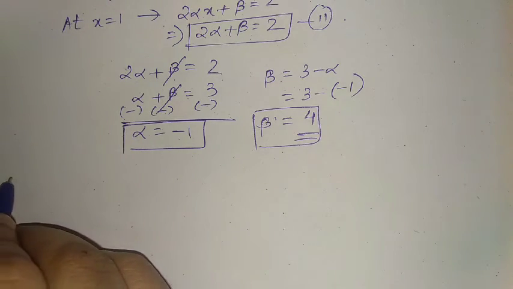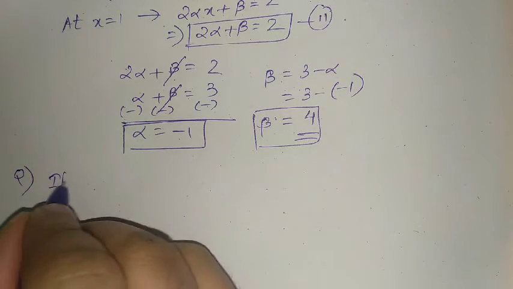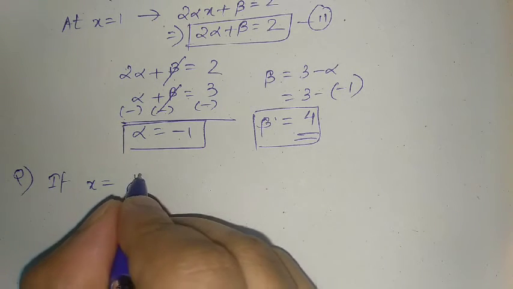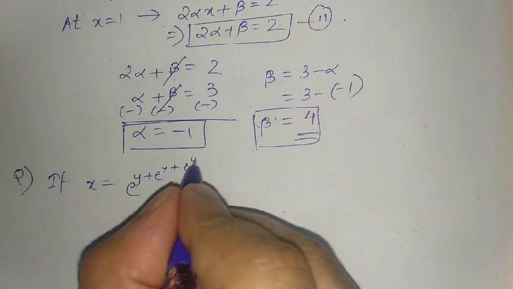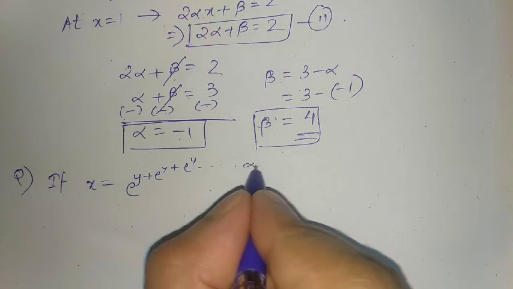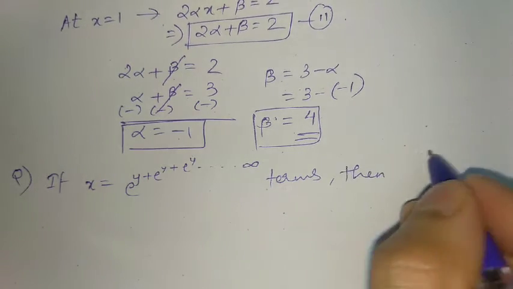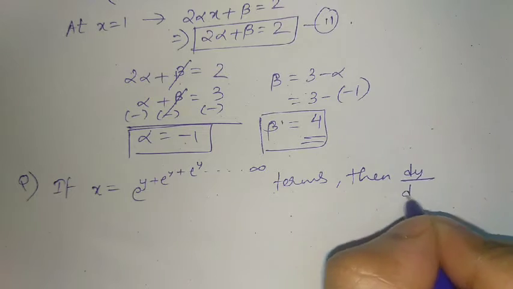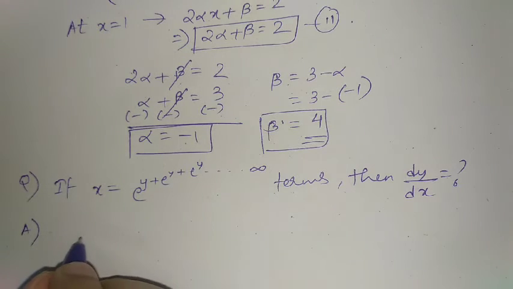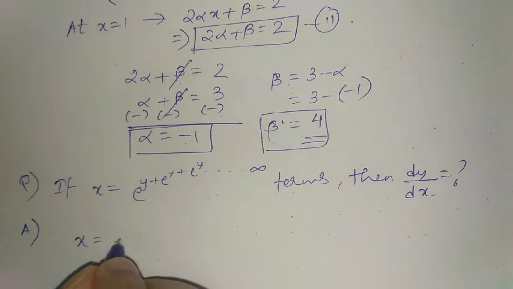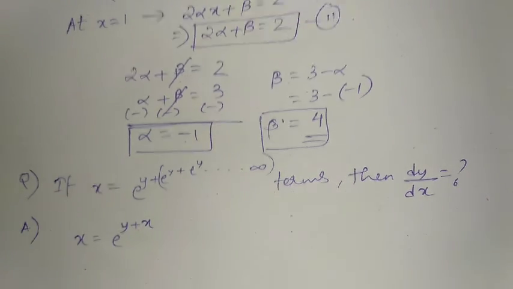The next type of question is, if x equal to e to the power y plus e to the power y plus e to the power y like this up to infinity terms, then dy upon dx equal to what? So how to solve this question? This is nothing but x equal to e to the power y plus x, because this tends to infinity, so we can write it like this.